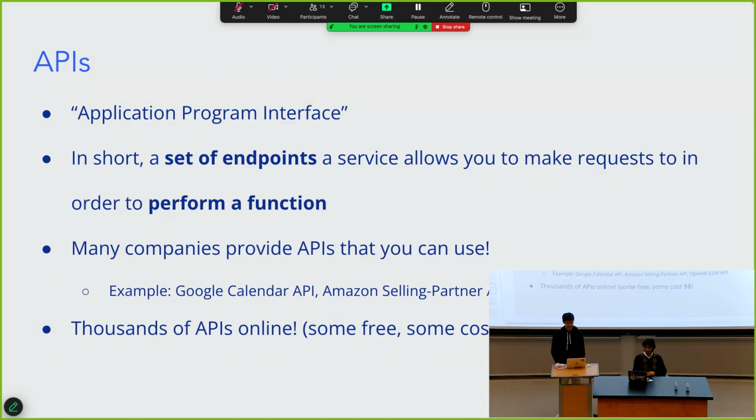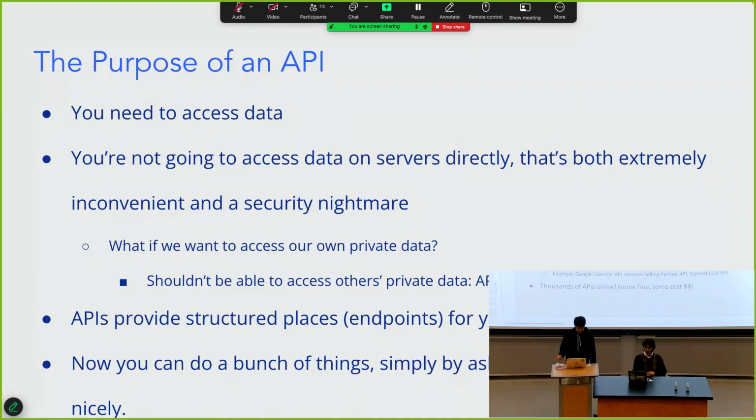I think the OpenAI one might cost some amount of money per query that you have, but in general, they are there to help you do things that maybe are really difficult or impossible for you to do on your own. Yeah. So the purpose of an API, you're going to need to access data or do some things that maybe your website doesn't have access to.